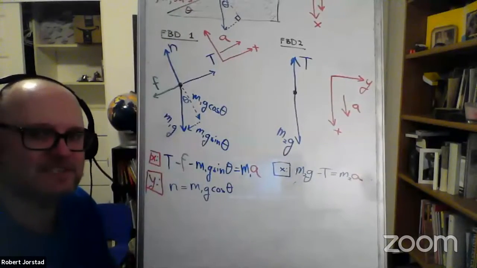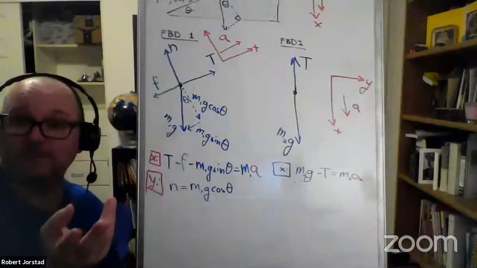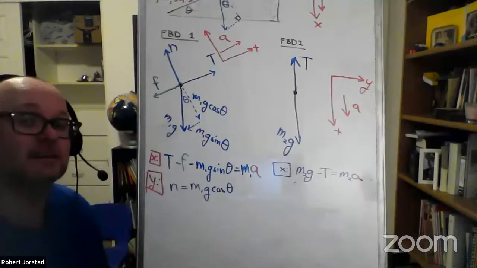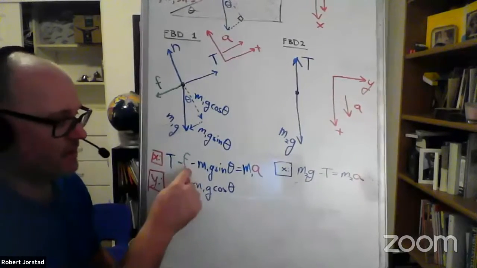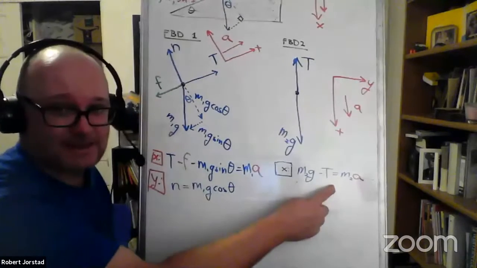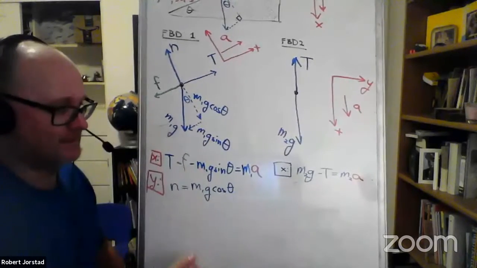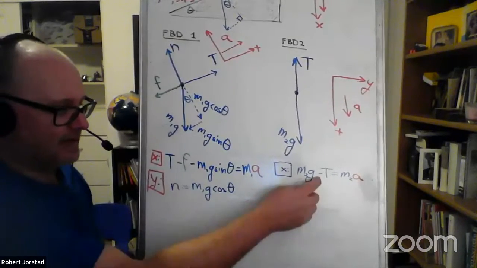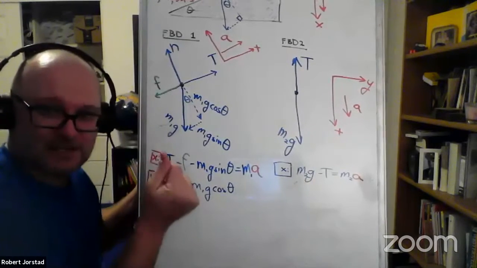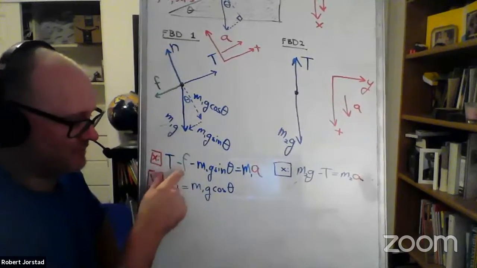How could you get rid of T? Oh, you can make a system FBD. Stack them and add them, which is equivalent to a system FBD, right? Take a look. If you take this equation and this equation and you stack them and add them, negative T, positive T, tension drops out. We're still left with friction, though.